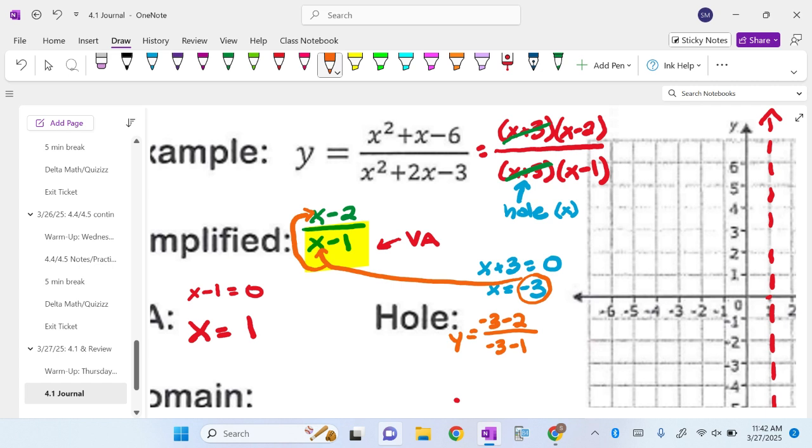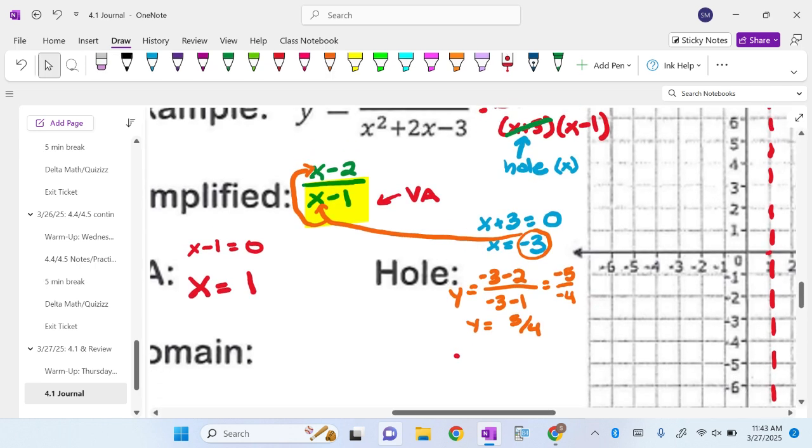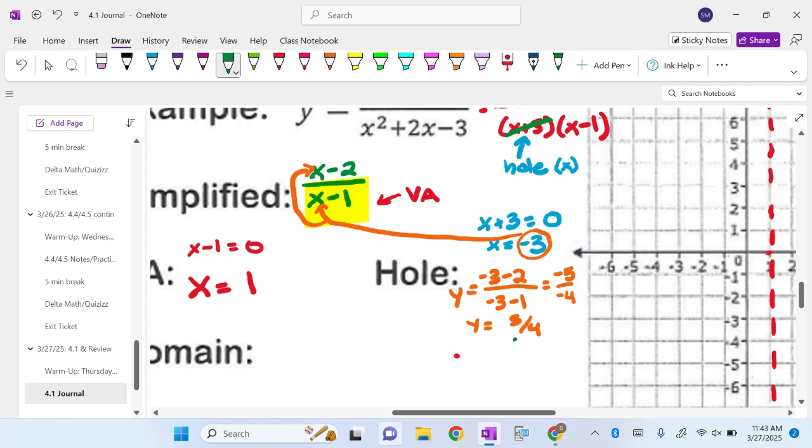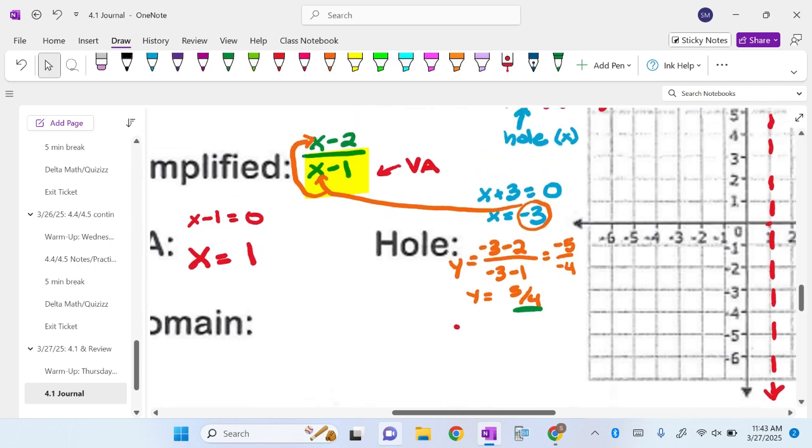So what's negative 3 minus 2? That's negative 5. What's negative 3 minus 1? Negative 4. So my y value is equal to 5/4. So when I put it all together, I'm taking the x and the y value, putting it together in a point. My hole is at the point negative 3, 5/4.